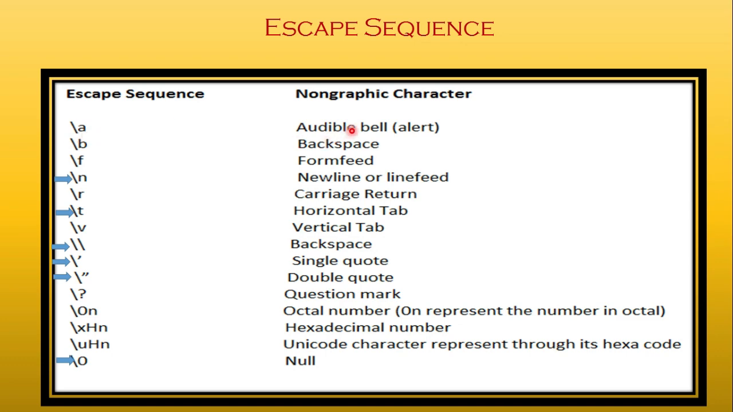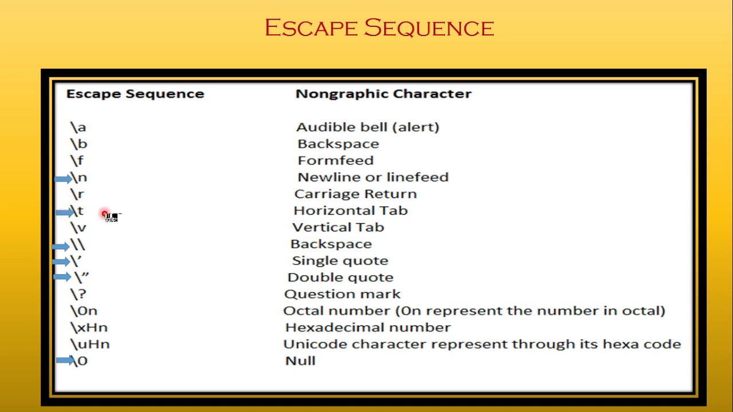\a is audible bell. That means when you press some particular keys, a beep sound will be produced. Okay, let us go directly to the escape sequences mentioned in your syllabus. \n means new line. For example, suppose you are printing System.out.println hello, then \n world. That means after printing hello, the cursor will be shifted to the next line. So what do you mean by \n? \n means new line.